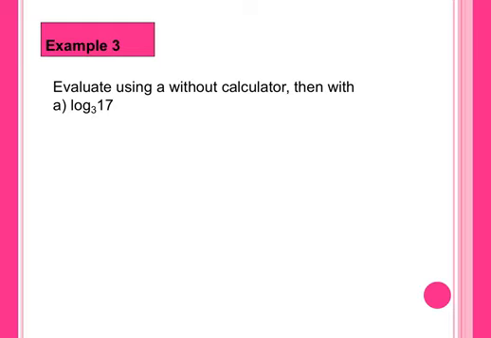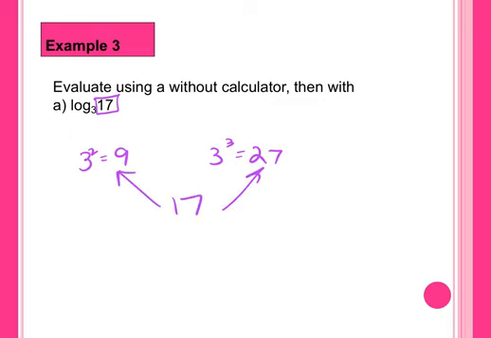So what if I need to put 17 in between two power products of 3? So 3 to the second is 9, and 3 to the third is 27. And 17 lies somewhere in between these, right? Is it closer to 9 or is it closer to 27? 9. Just a little bit closer to 9, right? It's 8 away instead of 10. So we can say this would be closer to 2 than it is to 3. So we could say this is like 2.4. You're totally approximating here, okay?